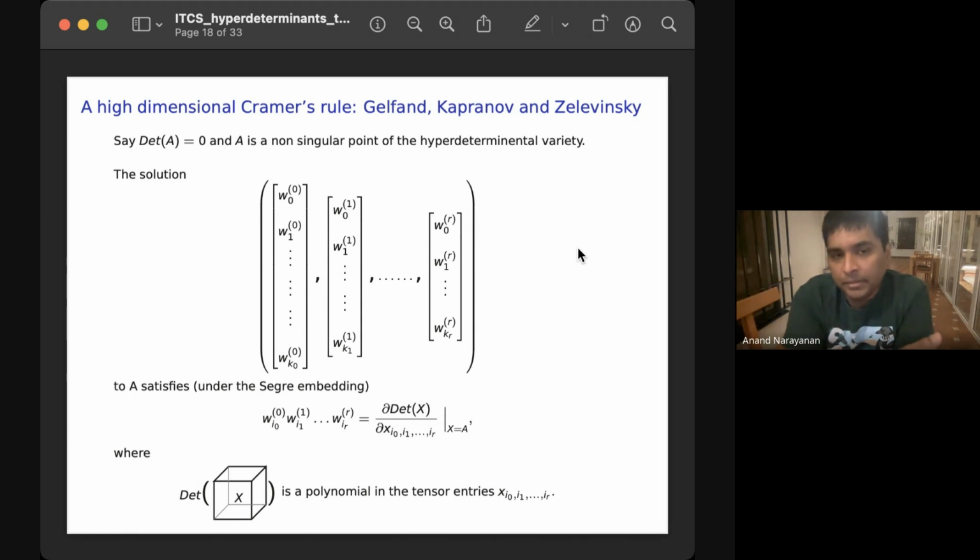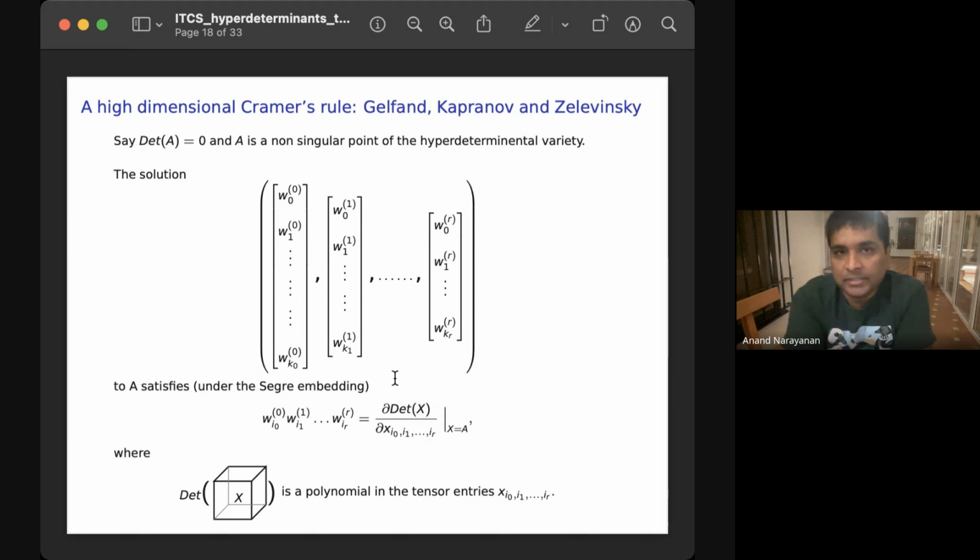So then the hyperdeterminant of this tensor is a multivariate polynomial. So it makes sense to ask about the partial derivatives of the hyperdeterminant with respect to one of the tensor entries. Right? So this will again be a polynomial. So once I have that, I can evaluate it at A, which is the tensor, right? And I would get a field element.